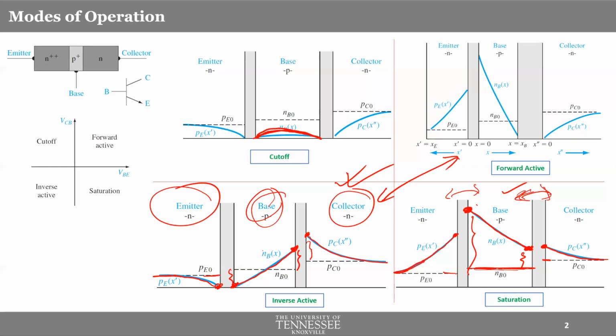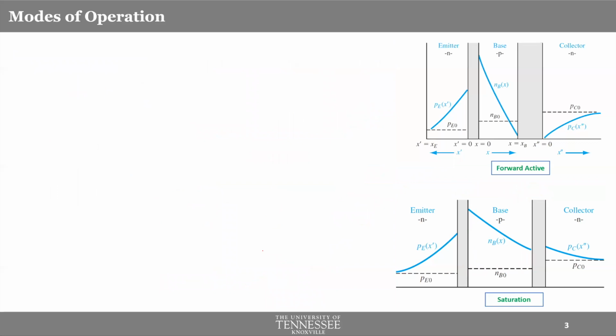Interestingly, we can observe almost all of these modes of operation in a BJT. It's not like we have different BJTs which demonstrate different modes of operation. The same BJT can operate in different modes depending on how much voltage you're applying, how much current you're providing, and we will talk about that in a few minutes.